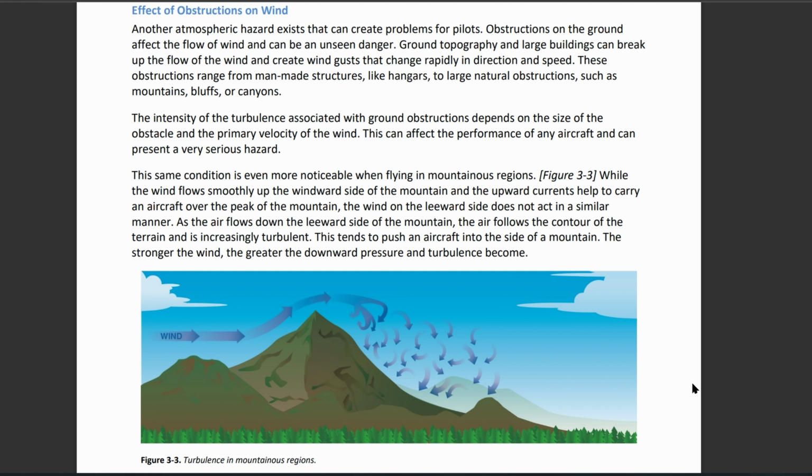So looking at this example, on the left we have wind flowing very smoothly upwards the mountain. No problem on this side. Your aircraft will have awesome performance going up it. However, on the leeward side, where the wind follows the contour of the terrain, it's going to be increasingly turbulent.